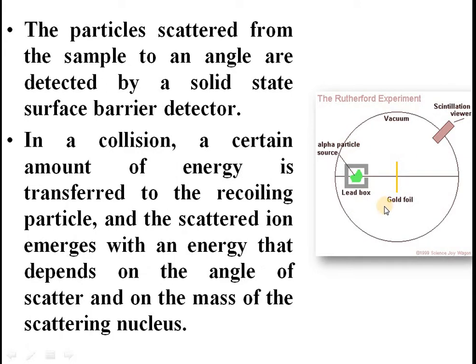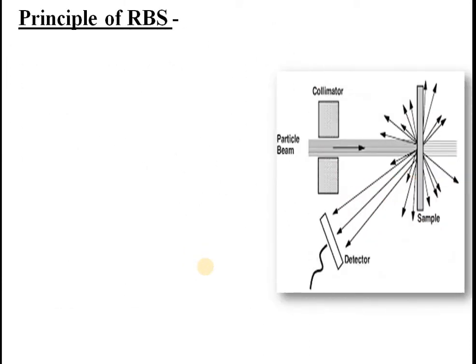So the energy can be measured. In a collision, a certain amount of energy is lost, transferred to a recoiling particle. Who is recoiling? The recoiling particle is the target atom. The scattered ion emerges with an energy that depends on the angle of scatter and on the mass of the scattering atom. Two parameters are there. One is theta, the angle of scattering. The other is the mass of the target. So we can make some parametric equations.